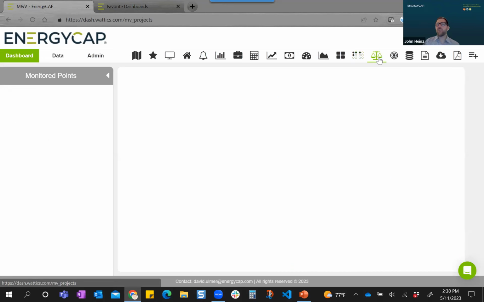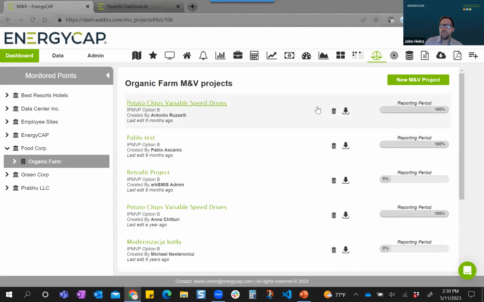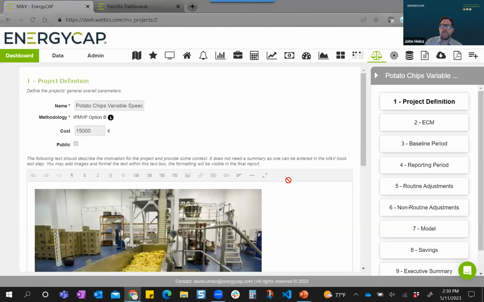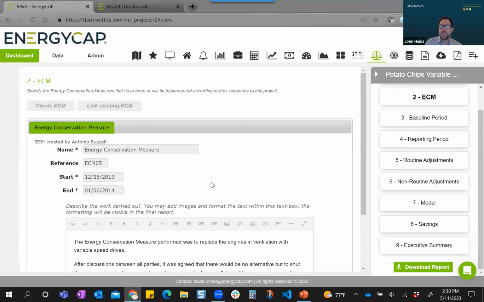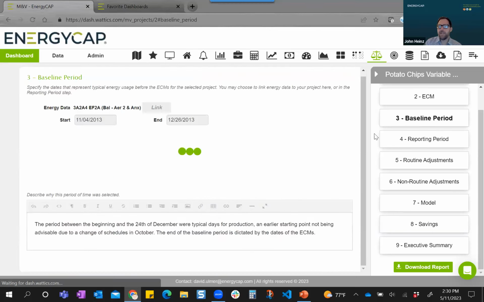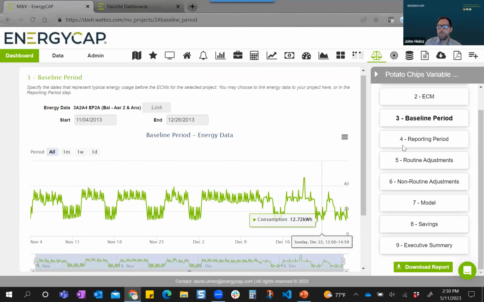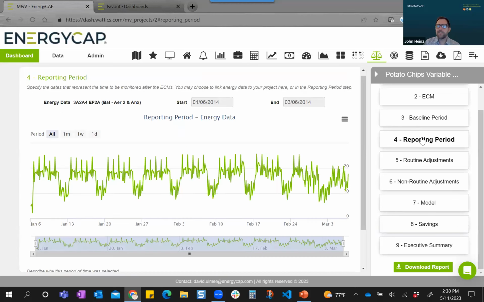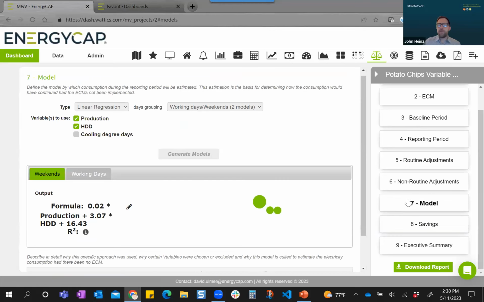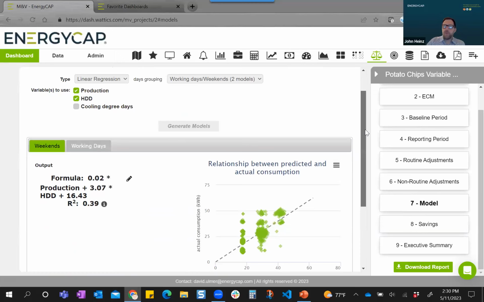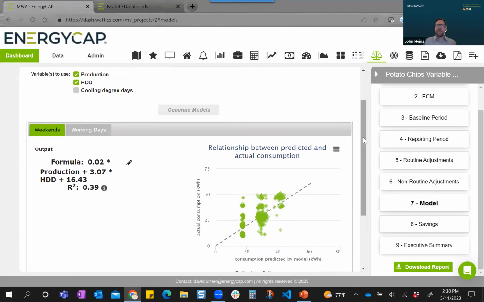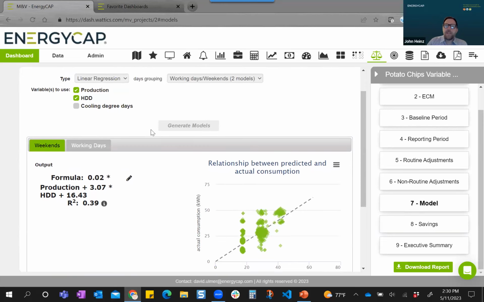And then lastly, once you identify some projects to implement, you can run it through the M&V engine and actually calculate savings. So here you can define what a project you want to implement is, what the ECM or energy conservation measure is. You then pick the interval data base period and what the reporting period is. And then it creates a model. So many of you hopefully are familiar with this kind of logic with bill data. This is interval data. With this model, it can take into account multiple variables. So it goes beyond what EnergyCAP can do for option C reporting.